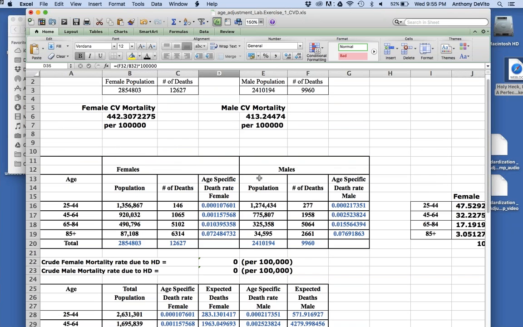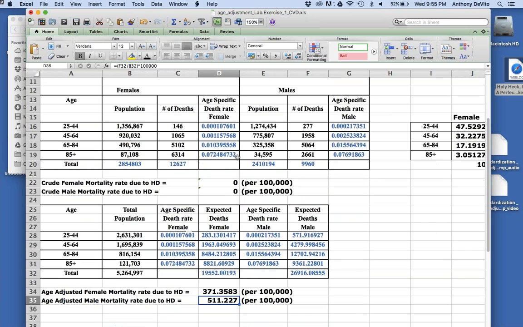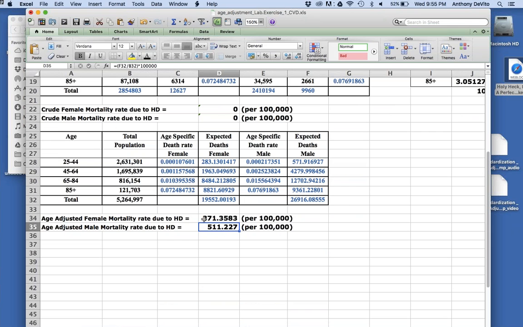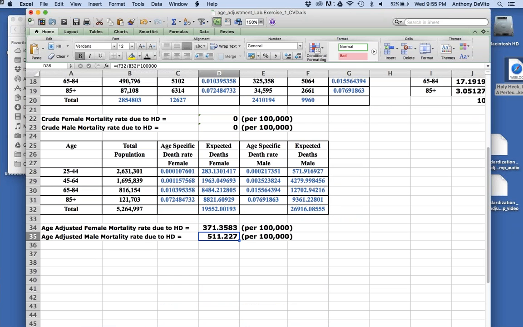So we have managed to adjust for the difference in these populations, and this would be termed our age-adjusted female mortality rate and our age-adjusted male mortality rate. This process is something called standardization. In other words, we can standardize on a single population so we can see the real difference in disease rates between the two of these.